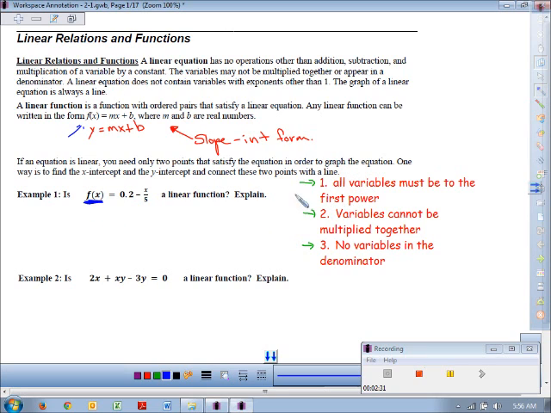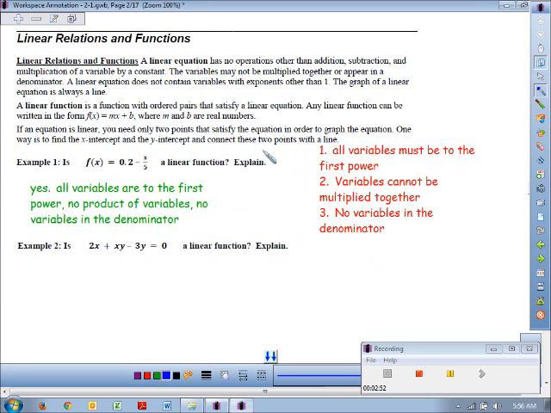So are all variables to the first power? Well, this is to the first power, and that's to the first power, so we checked there. Are there any variables being multiplied together? No, there's not. Remember, that's not the letter f, it's the function of x. Okay. And are there any variables in the denominator? No, there's not. So is this a function? Yes, it is. And then our explanation, we just simply write that out. And it's going to be a lot of writing today, guys. That's just the way it goes. So yes, all variables are to the first power. There's no product of variables, and there's no variables in the denominator. So you can pause the video and get that written down.